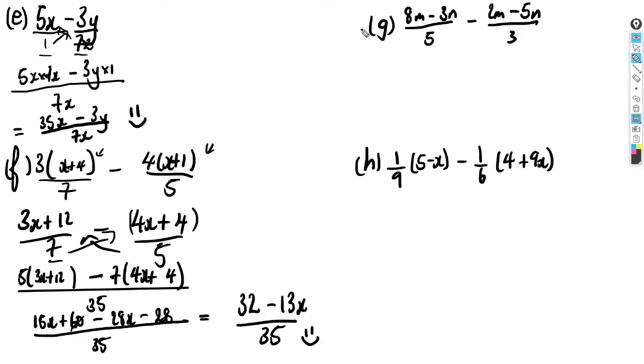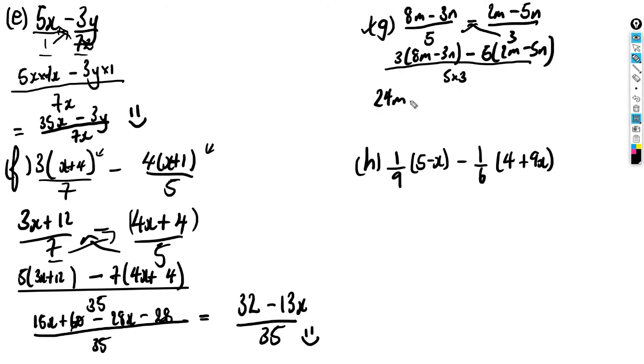Cool? All right, guys. So we're going to move on to G, right? And we're going to do the same thing. We're just going to put it on the 5 times 3. Then we're going to cross multiply, right? So we're going to get 3 times 8m minus 3n minus 5 times 2m minus 5n. And we should end up with 24m minus 9n minus 10m plus 25n all over 15.